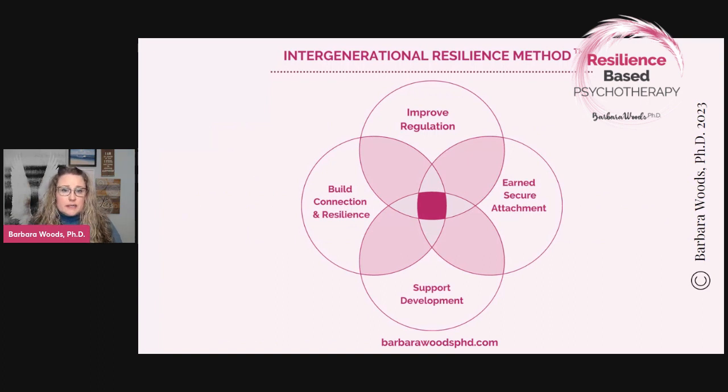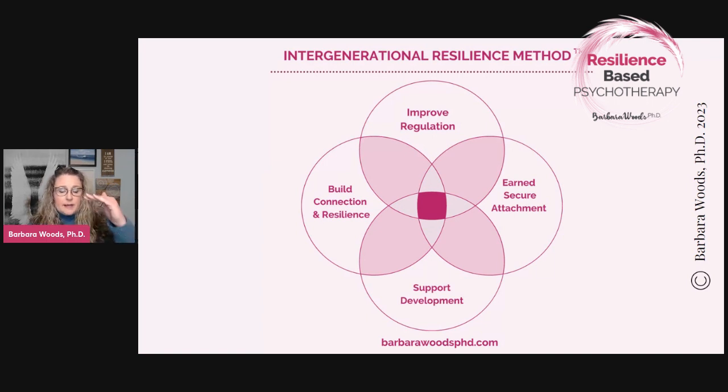So this is basically the method. There are 4 main pillars or components. They're improving regulation and earn secure attachment. So we want to increase the strategies of earn secure attachment, where there's a lot of good co-regulation, not a lot of anxiety in the relationship or shutdown. We want to support development because the impacts of intergenerational trauma significantly impact the development of a child or a teen.